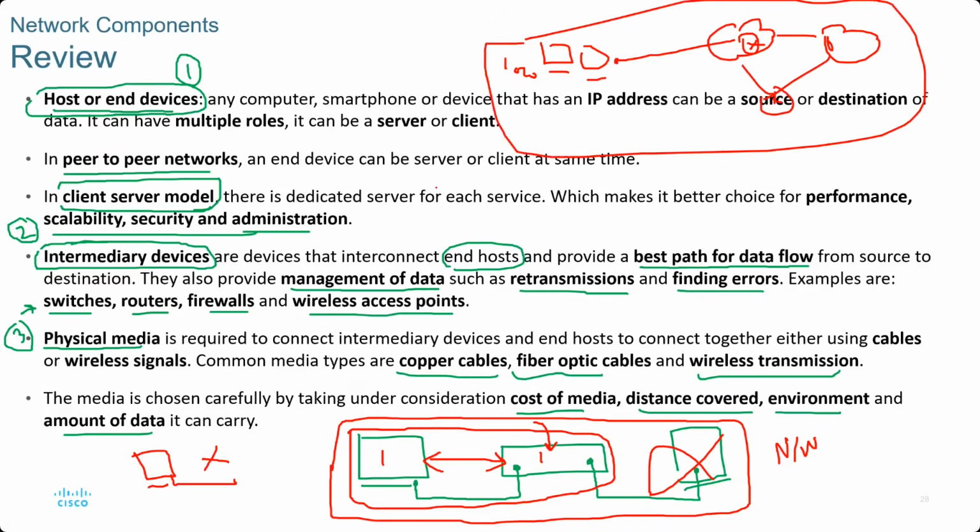So it could be a very small network, just like two computers connecting with a switch. That's also a computer network. It could be as big as the whole world. That is called the internet, which is also a computer network.